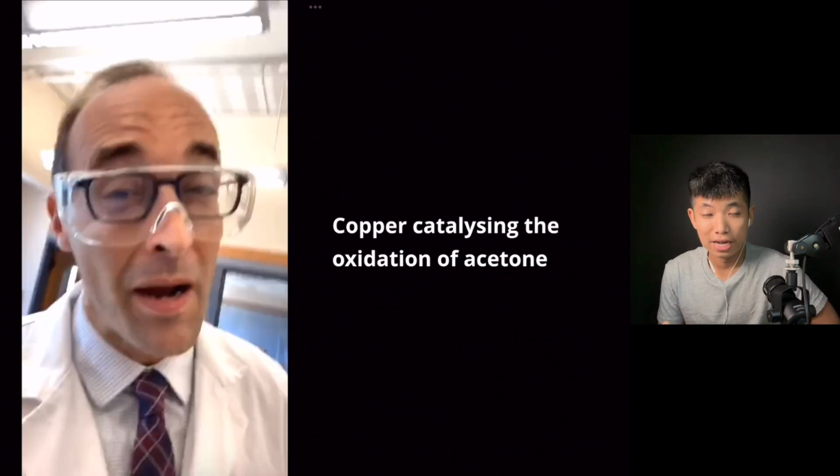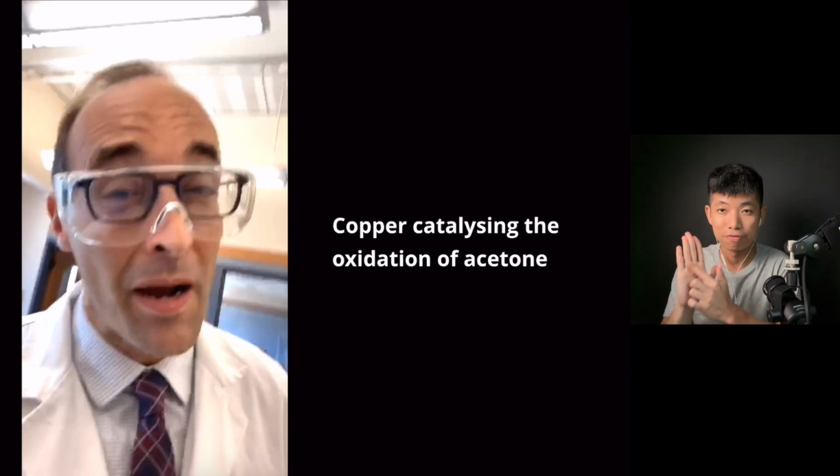So what a catalyst does is to speed up the rate of reaction. On the surface of the copper, that's where the molecules will gather, bonds will break, bonds will form, and having the catalyst makes the reaction go faster. And at the end of the reaction, the catalyst remains chemically unchanged.